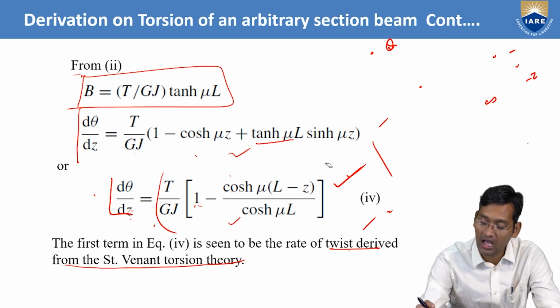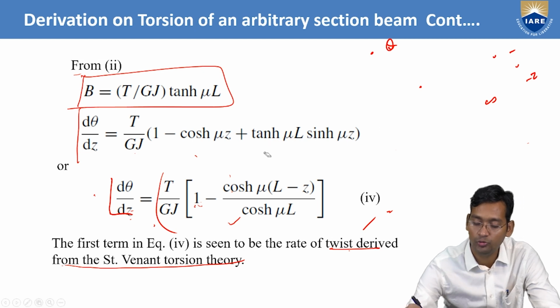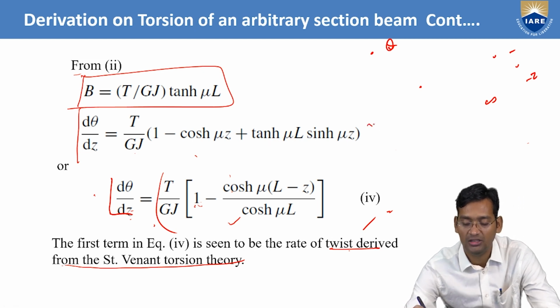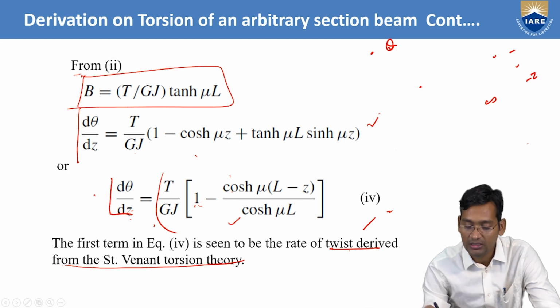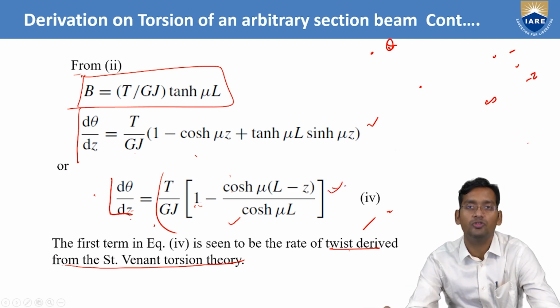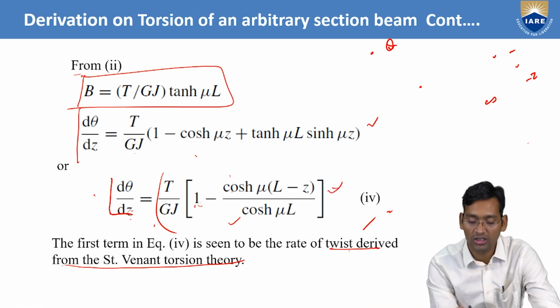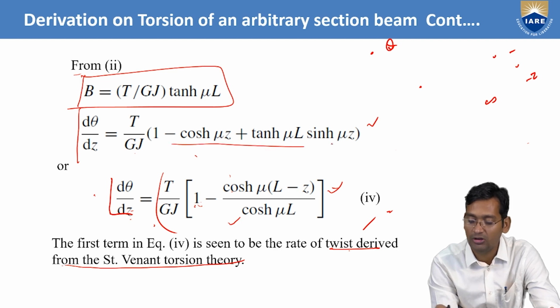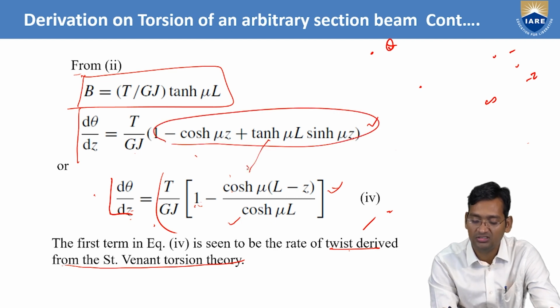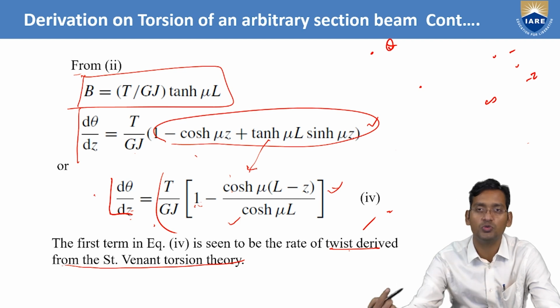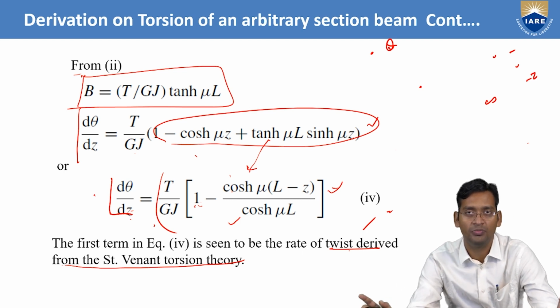In a question they may ask you to derive the rate of twist, then you can leave it here. Or instead, they will give you this equation and ask you to derive it, so don't get confused. Once you reach here, the simplification is just to convert in terms of cos of (a minus b). That's all.